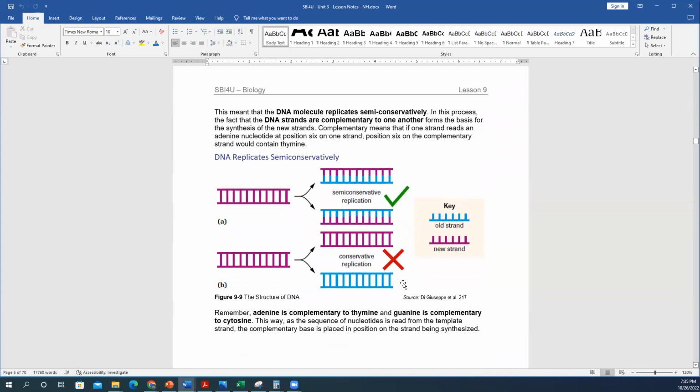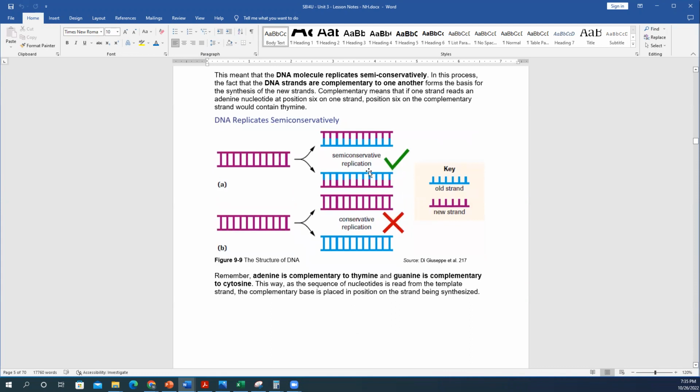And just pictorially, if you have a strand of DNA, this is not the scenario that takes place. Rather, this is the scenario that takes place. It happens semi-conservatively, so that each half of the DNA strand is used as a template for making the new other half of the strand. And this happens because you have that complementarity between adenine and thymine and guanine and cytosine.